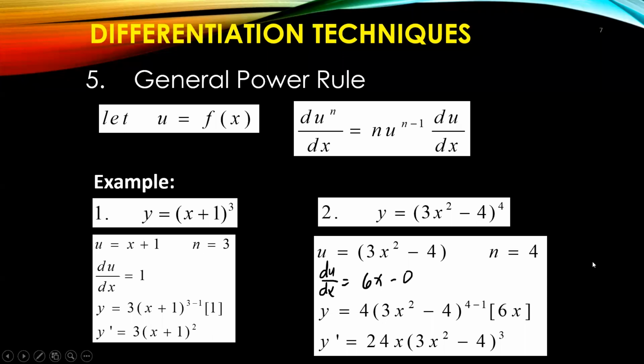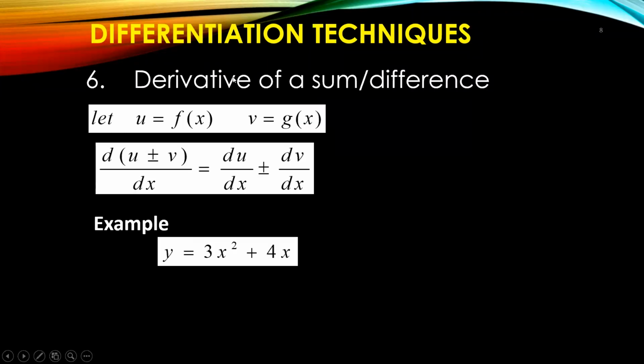Now, there are several more rules. Sum and difference. It only means that if you have two separate functions, let's say f of x and g of x, just like the one below, you can treat them individually. So can you tell me the derivative of the first term? 6x. What about the second term?